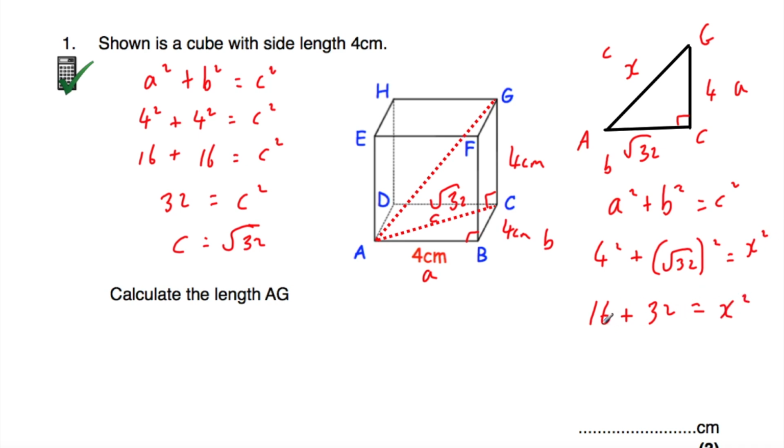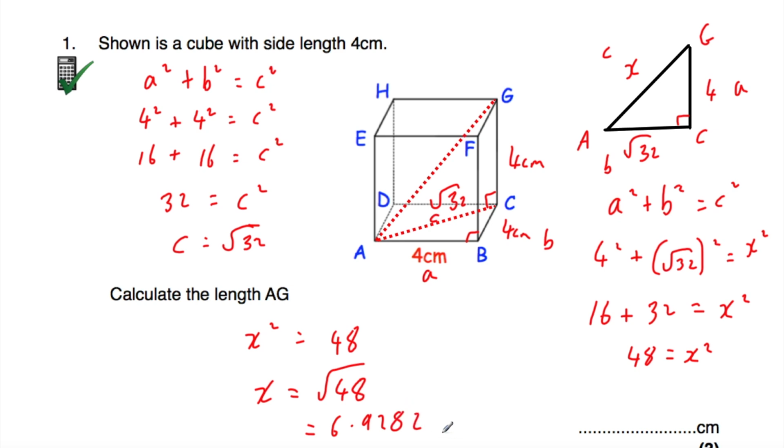Okay, that's fantastic. Now we just need to add those two together. 16 plus 32 is equal to 48, and that's equal to x squared. So that means if we want to find x, which is the length of AG, we just need to work out the square root of 48. Now at this point, because we're finished, I could write it as 4 root 3 if I wanted to, but I'm going to write it as a decimal number. So that's equal to 6.9282 and so on centimeters. I'm just going to round that to 4 decimal places, so that's 6.9282 centimeters to 4 decimal places. And that's it. So that's the length of AG.